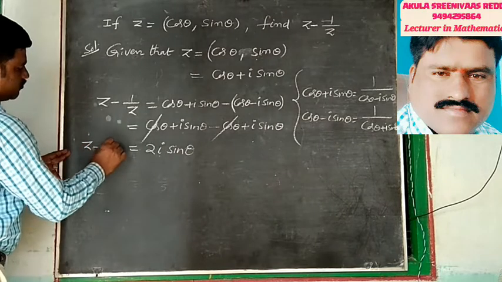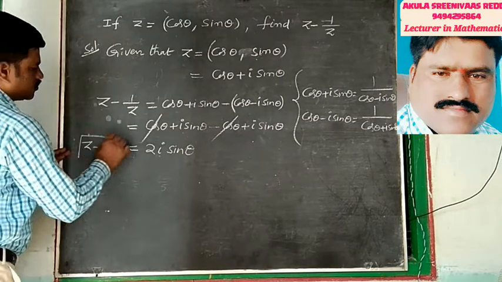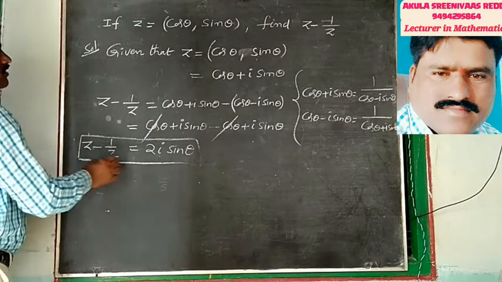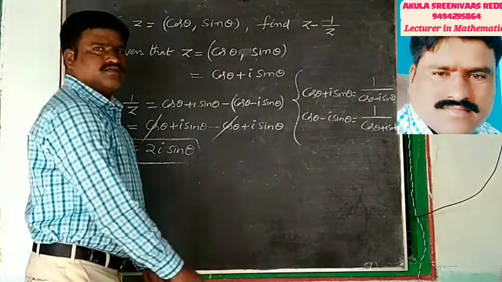Z minus 1 by Z is equal to 2i sin theta. This is the final answer.